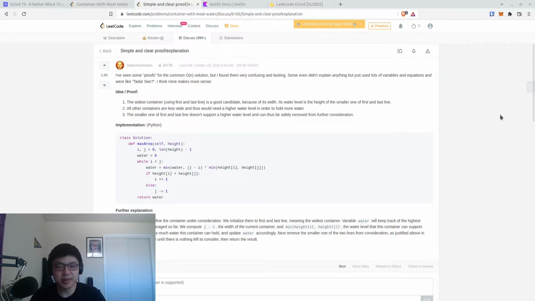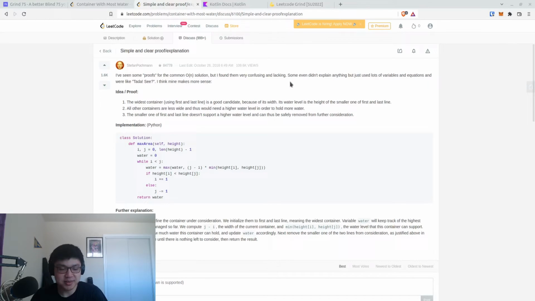Sure, it makes sense that we move the smaller one because we have a larger maximum with the larger side. But how does this guarantee this? I don't know. Maybe I'll just write out a full greedy proof for this. Maybe it'll make sense if I actually write out the proof.